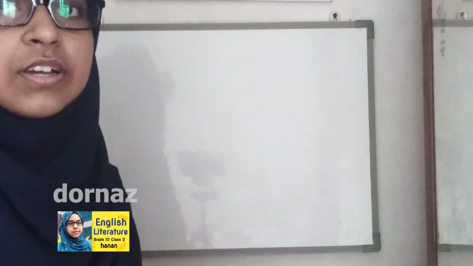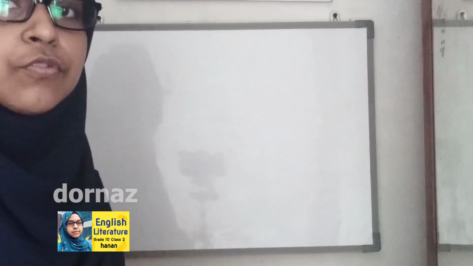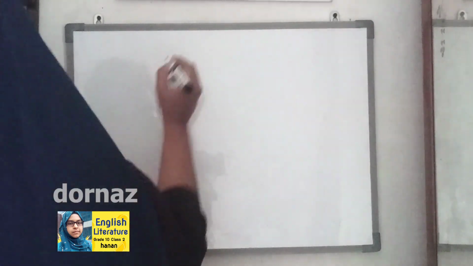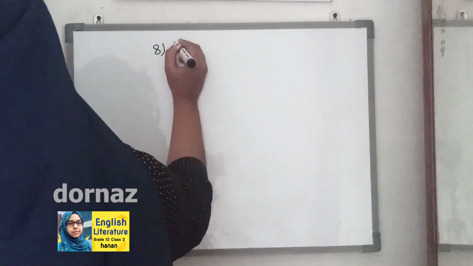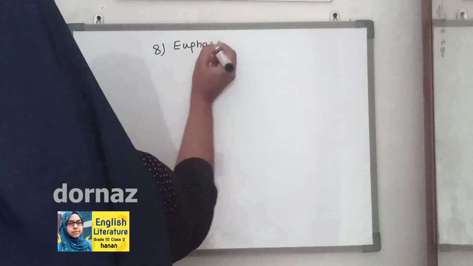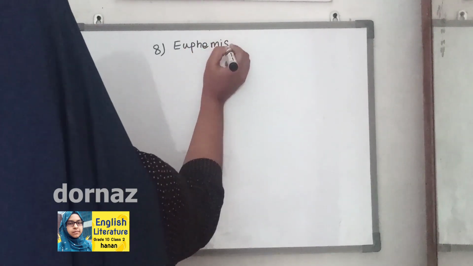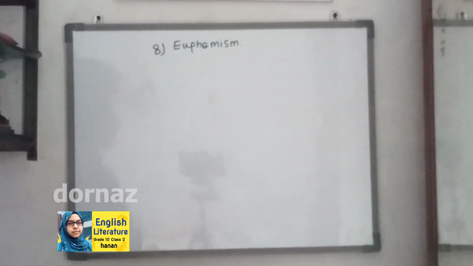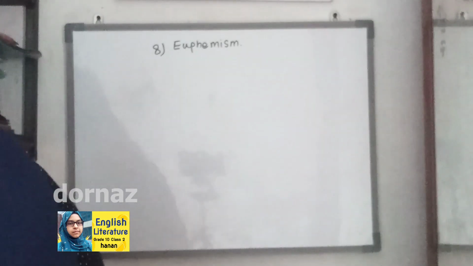The eighth poetic device we are going to discuss is euphemism. Euphemism. Be careful with the spellings of those poetic devices. Often I tell. Euphemism.